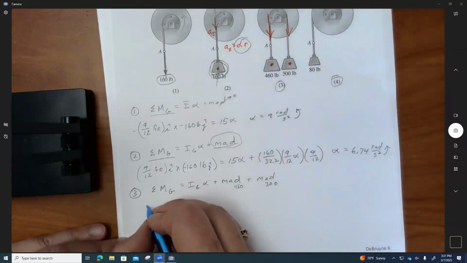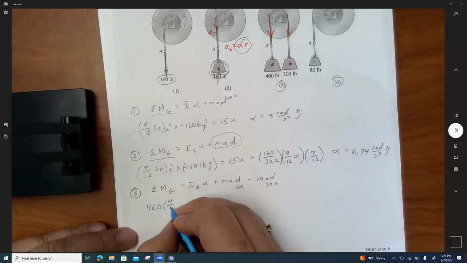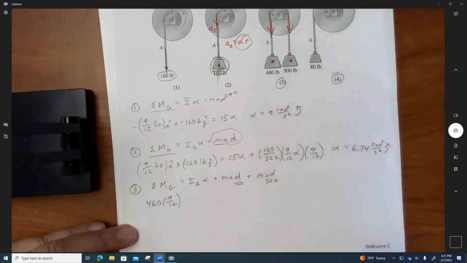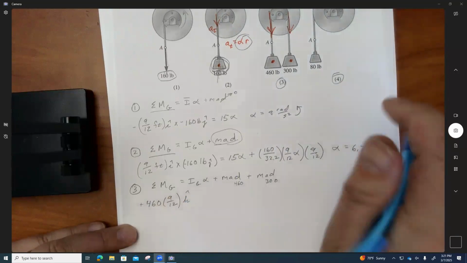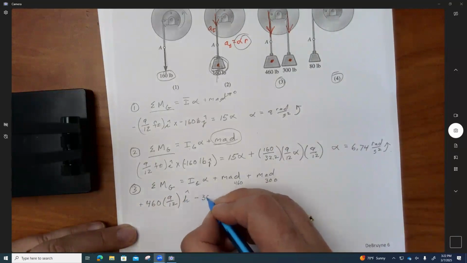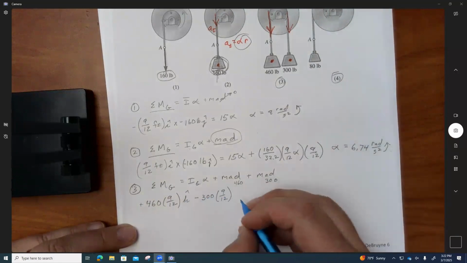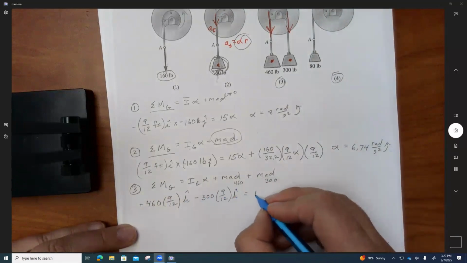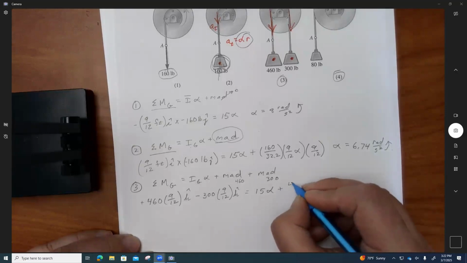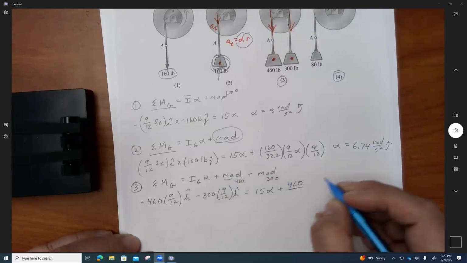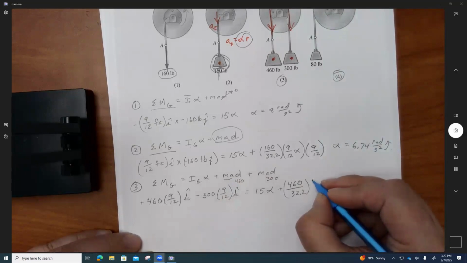Let's look at summing the moments. So on the left hand, we're going to have 460 multiplied by the same R component. I'm doing it in scalar this time. And that is going to be a plus K component once you do the cross product. The other side is going to be a minus. So 300 times the R component in feet. And that's a minus K component. Plus 15 times alpha. And now we're going to put the 460 for the mass divided by the acceleration of gravity. And we are now in slugs.